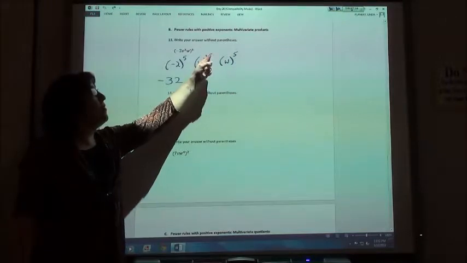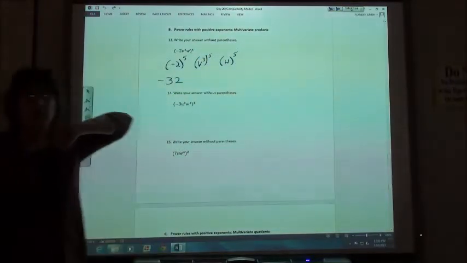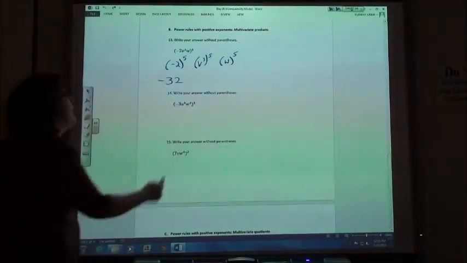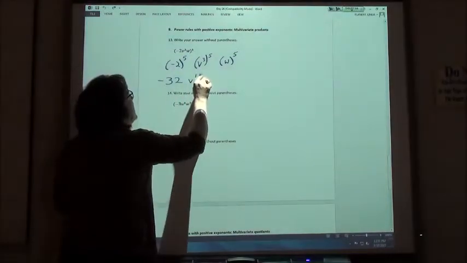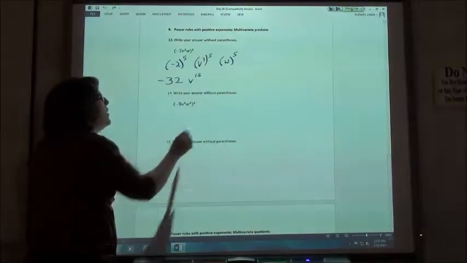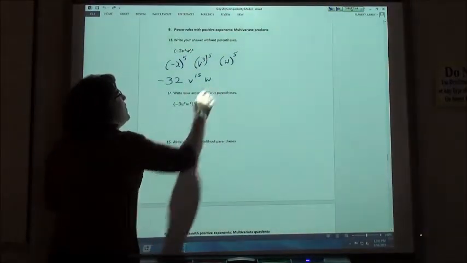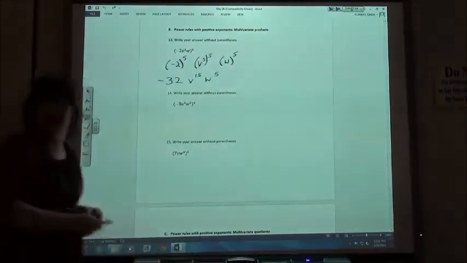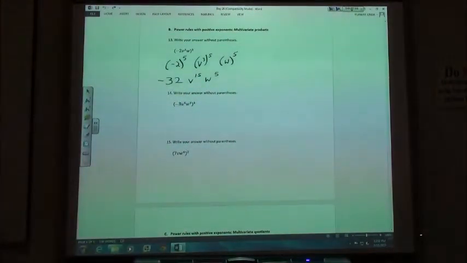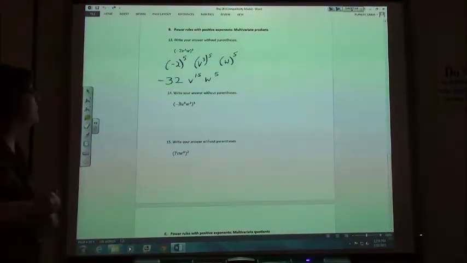Now here's my rule that we just had on those previous ones. When I raise to a power, what do I do with my exponents? Multiply them. So I'm going to get v to the 15th, and then w to the 5th, because it's going to be 1 times 5, which is 5. Like we did on those previous ones that all just had that plain variable. That exponent's on the outside, it's going to stay there.